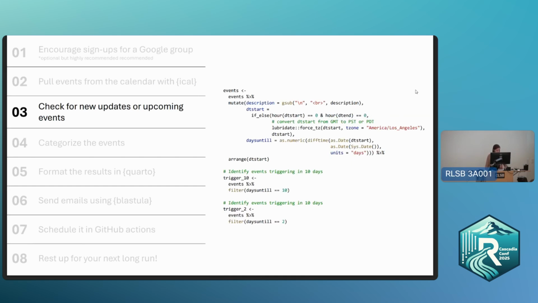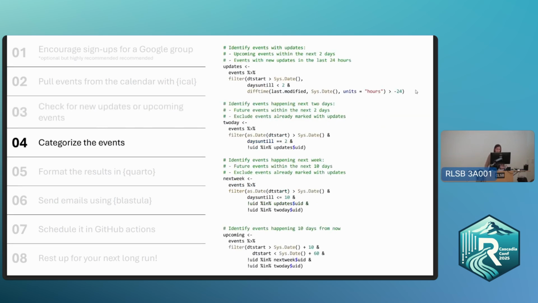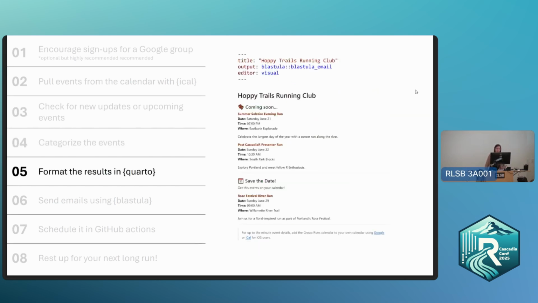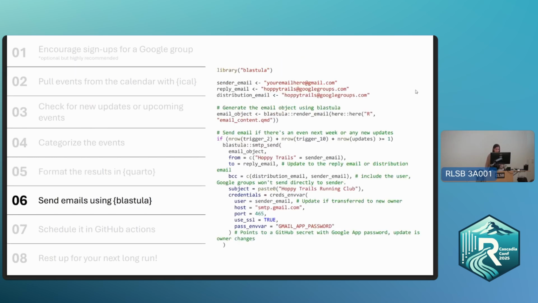But I also didn't want to send every update every day. So I wanted to filter that down to only those that were happening in the next 2 days or 10 days, and also create a trigger for that email, so they weren't going out every single day. To make it easier for folks, I wanted to categorize those events so that those that were coming up soon or had recently changed were at the top of their inbox. Then I could use Quarto and the Blastula package to format my email and all those events in HTML. That's really pretty, right? You'd read that.